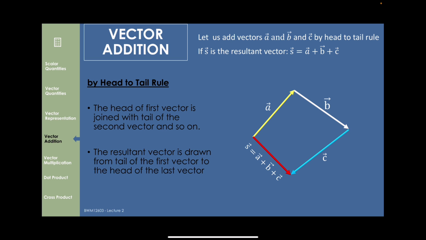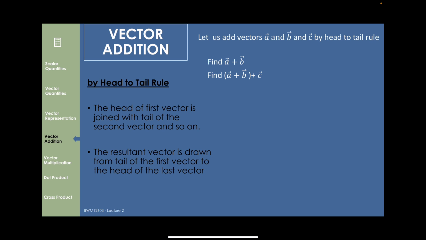So this is one way. And secondly, we can also add two vectors first, and then add the third vector to the resultant vector of those two. For example, we can add a and b together to find a plus b, and then we add c to a plus b to find a plus b plus c in this manner. First we find a plus b, and then we find a plus b plus c, like this. This is the resultant vector of a and b. Okay, do you understand this one? Then to the sum of vectors a and b, we add vector c.